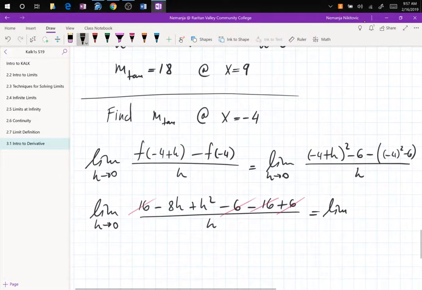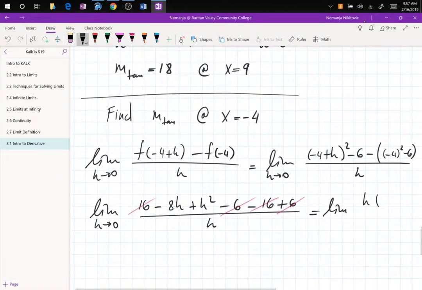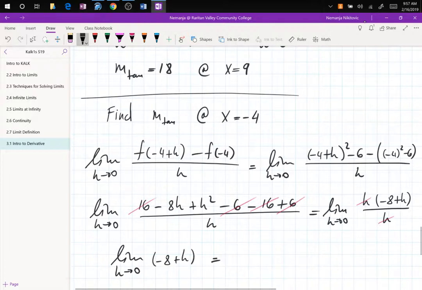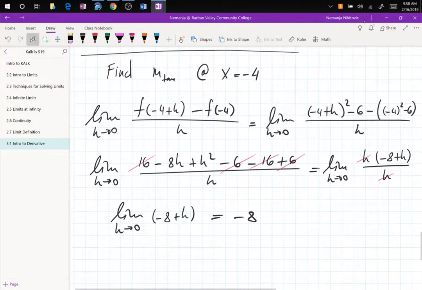Factor out h to get -8 plus h over h. And then these guys cancel. There we go. Get the limit, h goes to 0 of -8 plus h. We get -8. So the slope of the tangent line is -8 at x equals -4. Perfect.